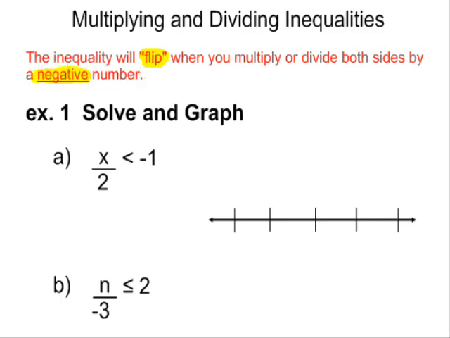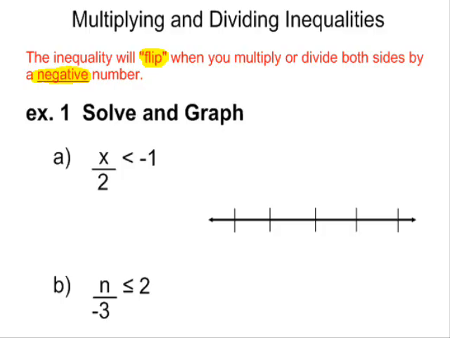What flip means is if we start with less than, we will change it to greater than. If we start with greater than, we will change it to less than. But that's only if we're multiplying and dividing both sides by a negative number. The positives don't matter as much.